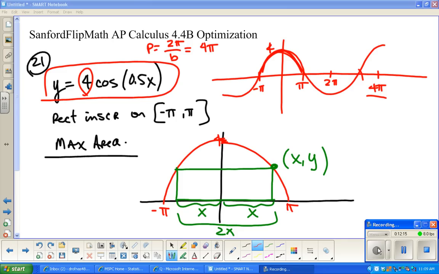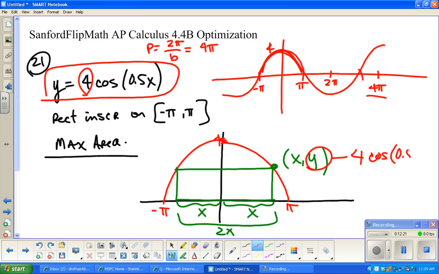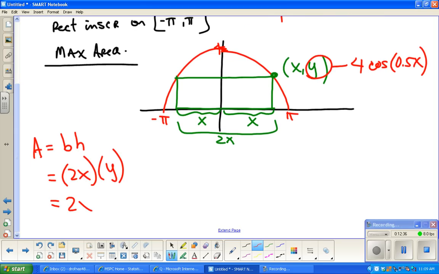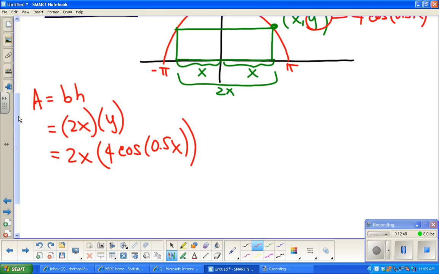Okay, so this height here, this y value, is also given by 4 times the cosine of 0.5x. So the area of this box is really going to be base times height, which I'm going to call 2x, times y, which I'm going to call 2x times 4 cosine of 0.5x. So I'm going to clean this up a little bit: 8x cosine of 0.5x.